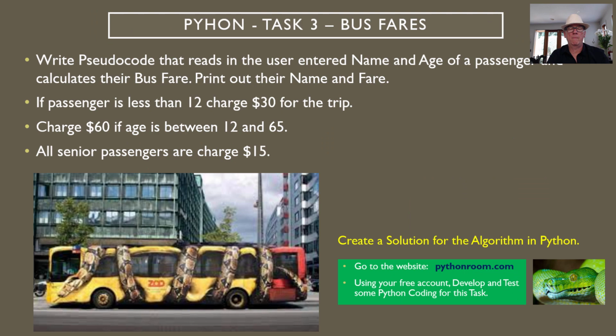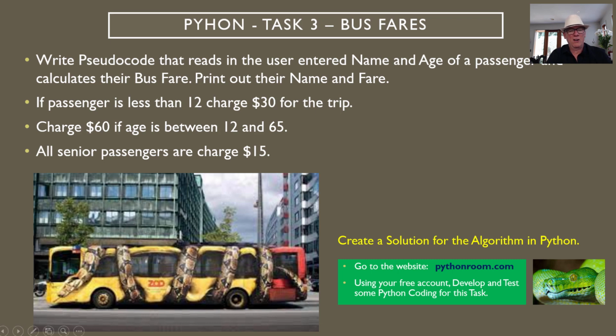Task 3 here, we've got a bus fares sort of business problem to solve for you. So some pseudocode would help you before you jump in and do the Python. So if a passenger's less than 12, they're going to pay $30 for their big sightseeing trip around New York City, I think.